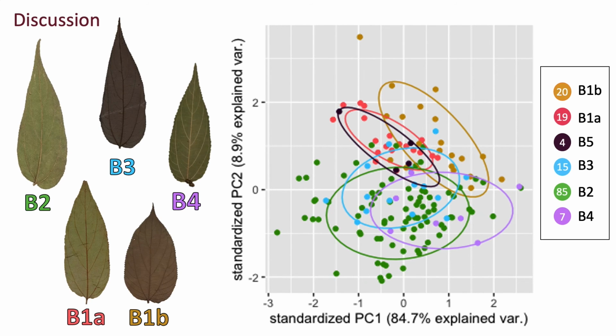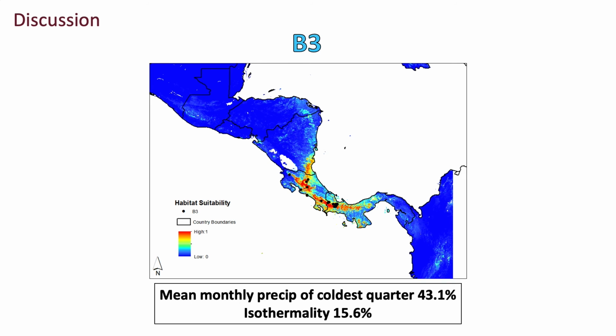And when we look at the principal component analysis again, we see that that blue lineage, B3, is falling in this intermediate morphological space. So it's not necessarily morphologically distinct based on leaf shape. And then we look at the ecological niche model. You can see that this lineage is limited in its distribution to Costa Rica and Panama, and it likes very wet habitats. So very wet secondary forests, and isothermality means that the variability within the temperature per month is less variable than it is throughout the year. So that tells us maybe that it likes more stable climates.